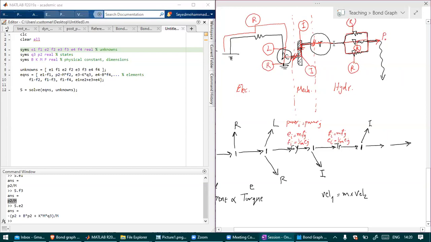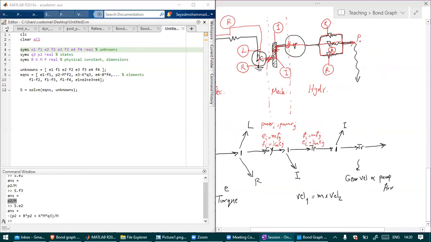Is it a transformer or gyroscope? Because we have modulation, we need to use a transformer or a gyroscope. The transformer. Exactly, you need to use a transformer. Basically, gear velocity is related to pump flow rate.